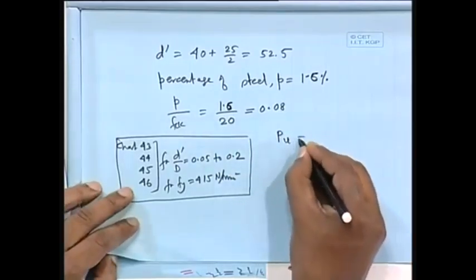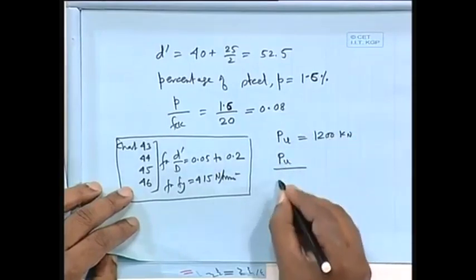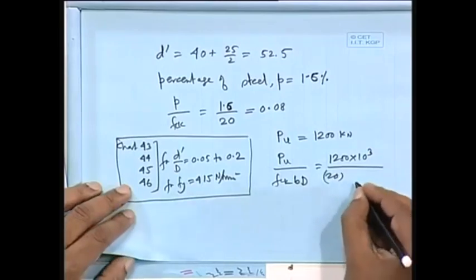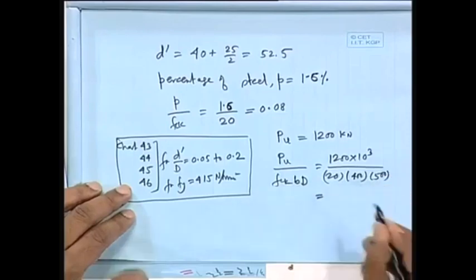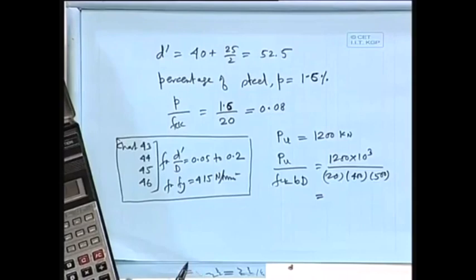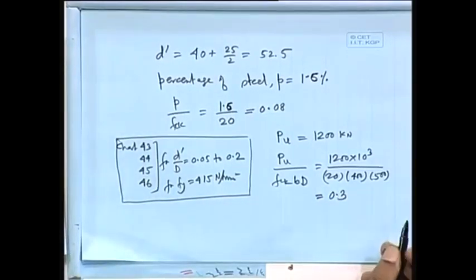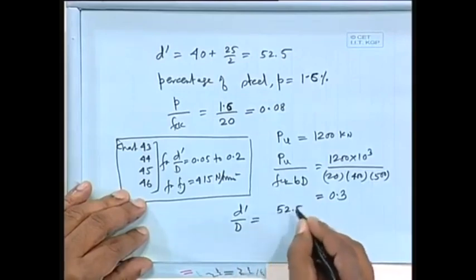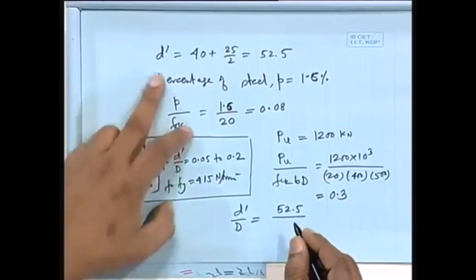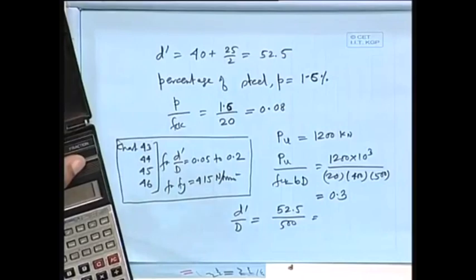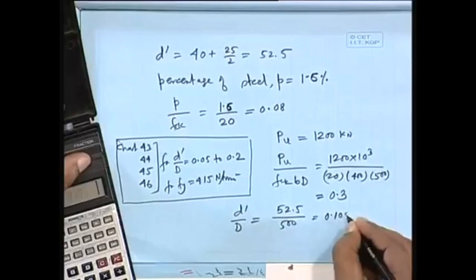Now what about your PU? PU equal to 1200 kilonewton, and PU by FCK BD equal to 1200 into 10 to the power 3 divided by 20 times 400 by 500, which comes as, let us see how much is coming, 0.3. So PU by FCK BD is 0.3 and P by FCK 0.08. D dash by D is 52.5 divided by 500. One case D dash by B also will be there. There will be two cases. So 52.5 by 500, 0.105.